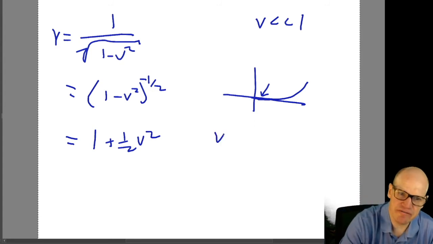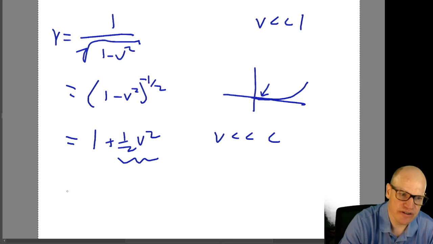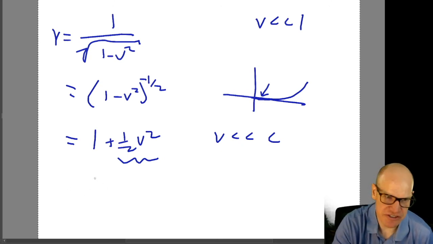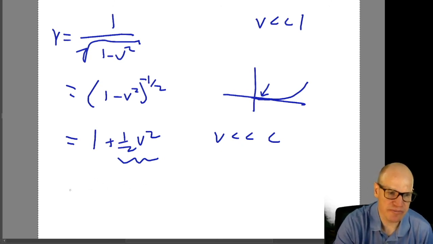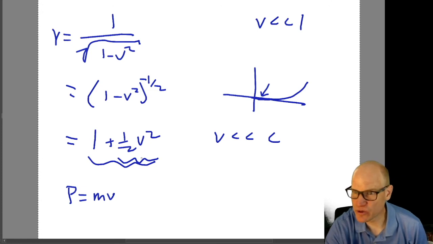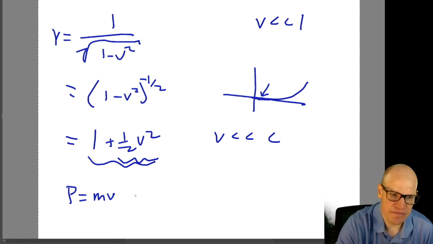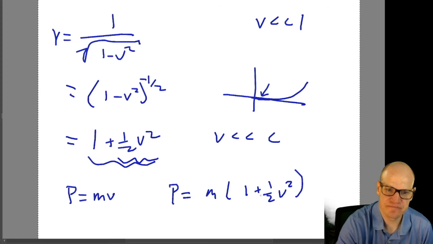Okay, but now you have v much, much less than c, and so you have this error term. So if you use Newton's approximation, momentum was equal to mv. Well, actually to second order in the velocity, the actual momentum is equal to m times (1 plus 1/2 v squared). Okay.